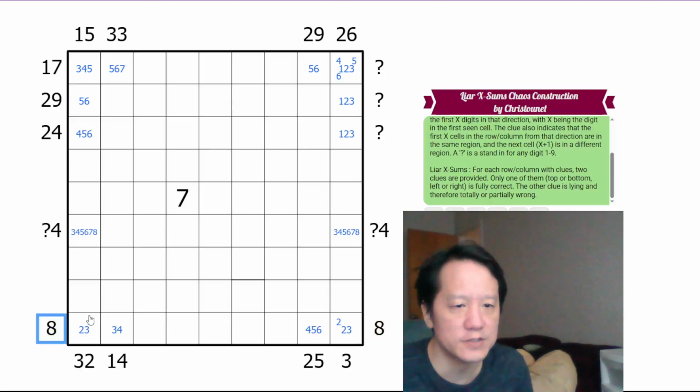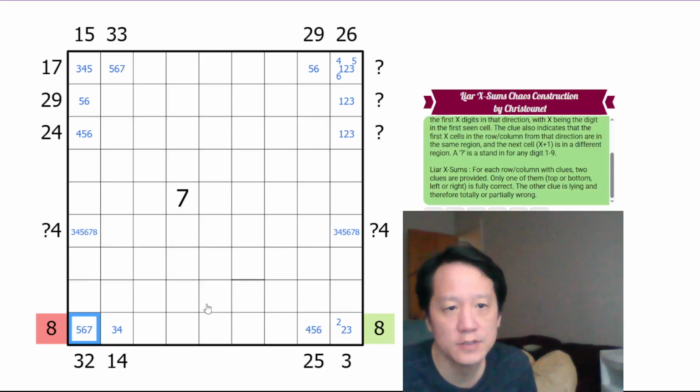So that means this is always invalid. This is always invalid. This is always valid. Which means this has to be 2 or 3 here. So 2 or 3 cannot be here. This is 5, 6, or 7 if it's valid. We don't know if it is.